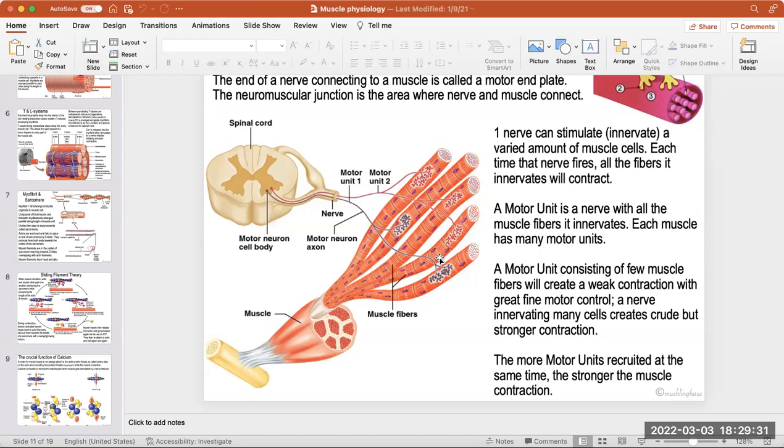Yeah. So what would be an example of a motor unit consisting of a few muscle fibers? Would that be something like the muscles in the eyelid? Yes. So in one motor unit only innervating a few fibers, you get fine motor control, but generally not as much strength. And if you have one motor unit innervating many, many fibers, you get less control, but more recruitment of strength. Okay. So that would be a quad or something.